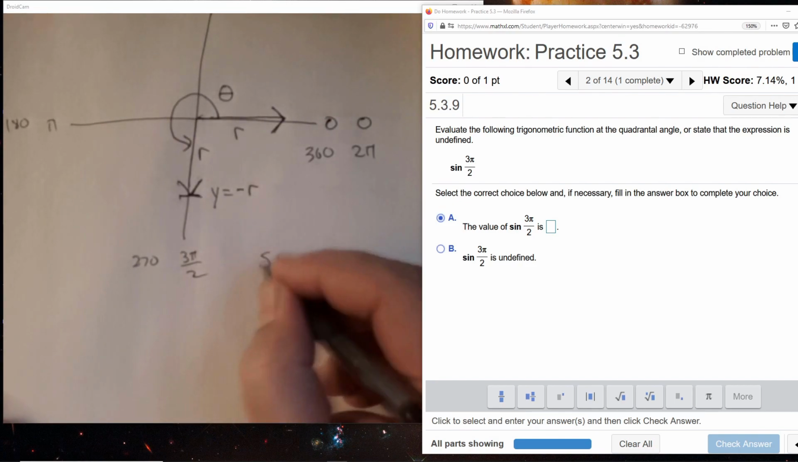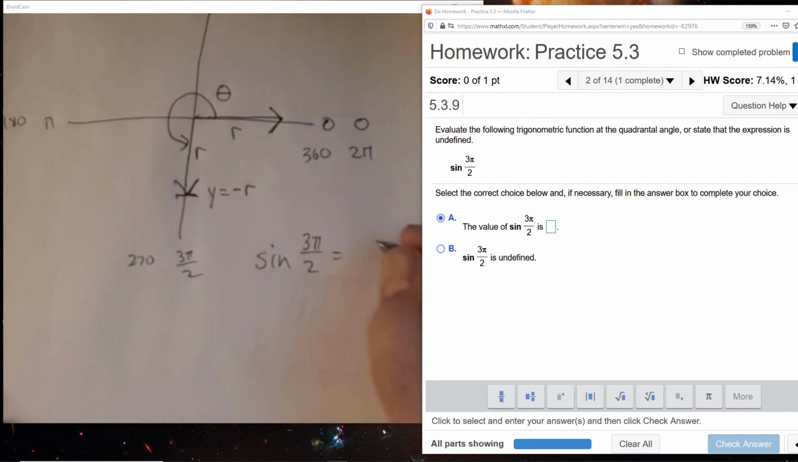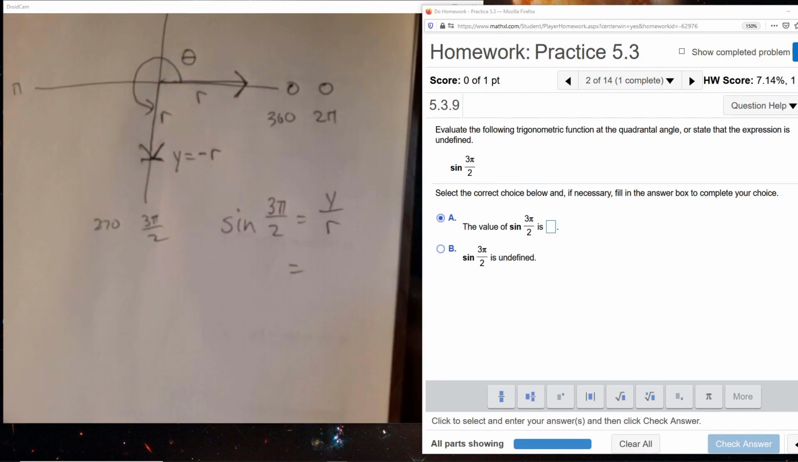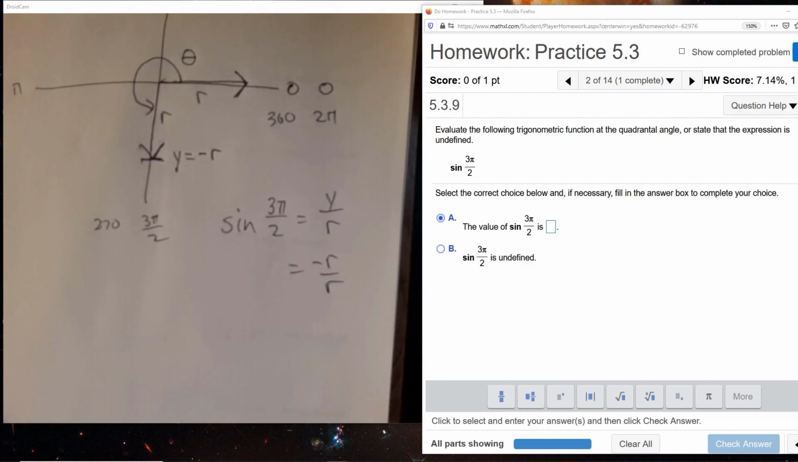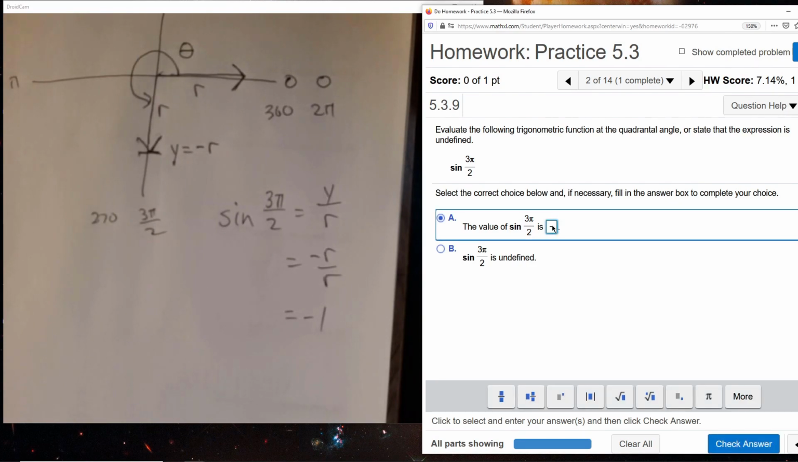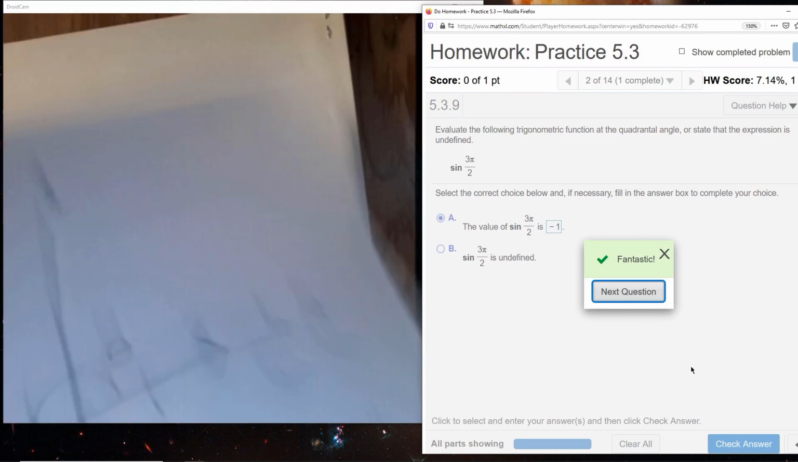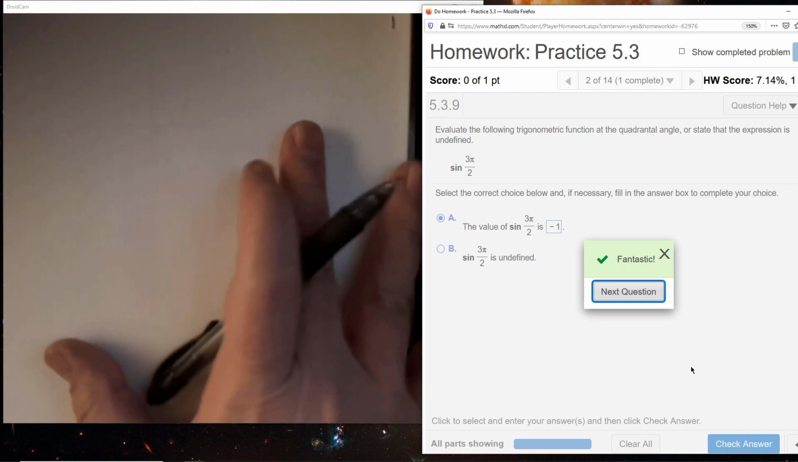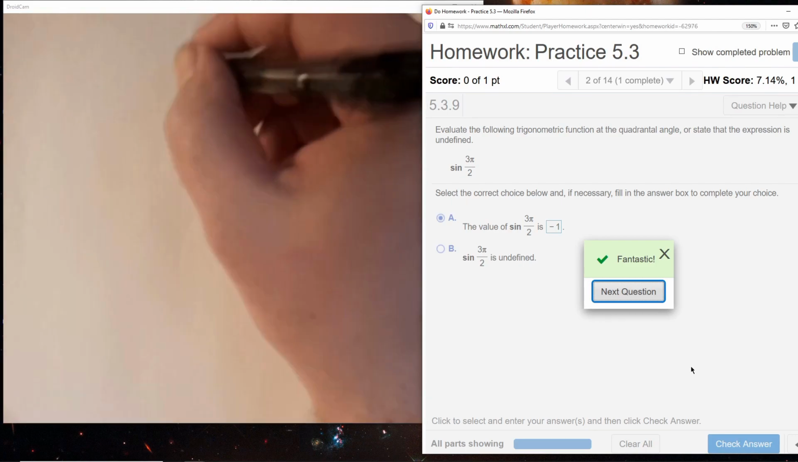So if we look at sine of 3 pi over 2, and remember sine is y over r, well, in this case, y is minus r. And so sine of 3 pi over 2 is minus 1. Now, this is a good problem. And the random number generator might do a few different things here. So let's try a different one of these.